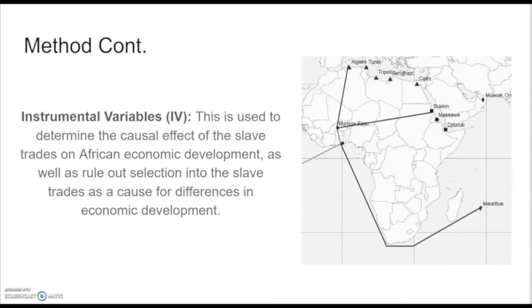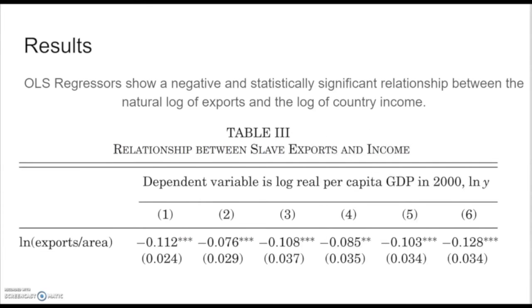We see a picture of this below, or to the right here rather, where 4 instrumental variables were used from each specific country, detailing the distance to important ports in 4 of the slave trades. The results were pretty spectacular, if I do say so myself. First being that the OLS regressions show a negative and statistically significant relationship between the natural log of slave exports to the log of country income.